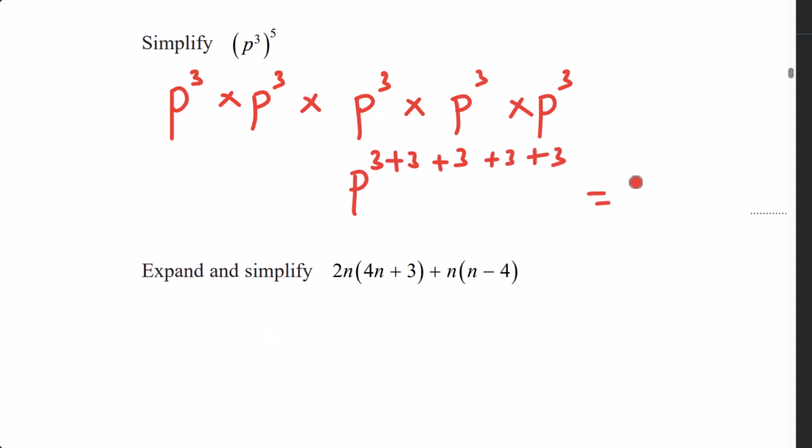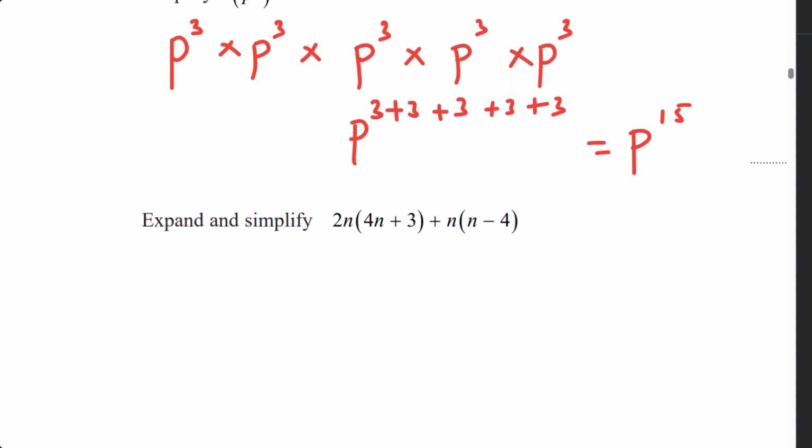And of course, if you add all the powers, you'll get 15. So we know that the answer will be p to the power of 15. Now there's another way to do that, which will be if you take 1 p and then multiply 3 times 5, that will give you the same answer. Okay, so there are different ways that you may want to do the same question.